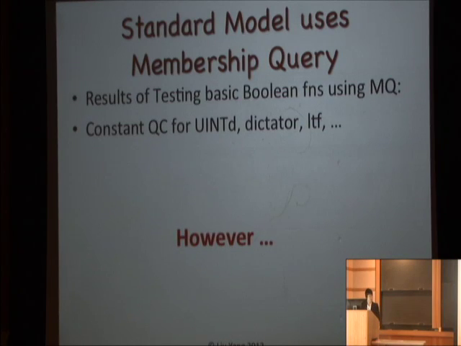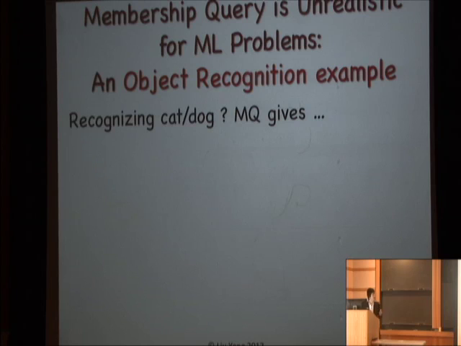However, there's a problem. Again, membership query, namely the ability of querying the function on arbitrary points in the domain, is unrealistic in most machine learning applications. The reason is the constructed points to query often lie outside the support of the distribution, or they're completely rare points. So the experts, usually humans, do not know how to classify them.